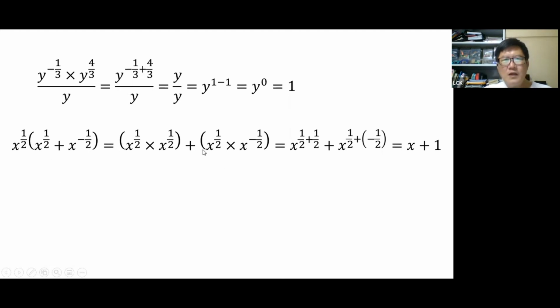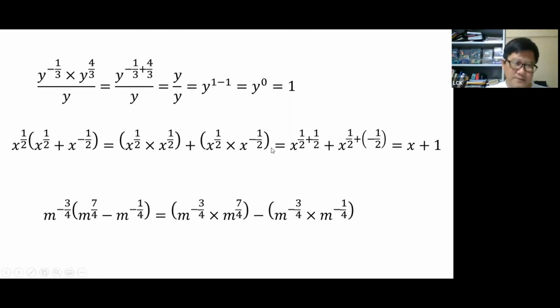Retain the plus sign. When you multiply this out, it's half plus half, so that's x to the power of 1. X to the power of 1 is simply x. Here, it's x to the power of half plus minus half, and that gives you x to the power of 0. So x to the power of 0 equals just 1. Retain the plus sign. So again, clarity of mind, go and do your spring cleaning.